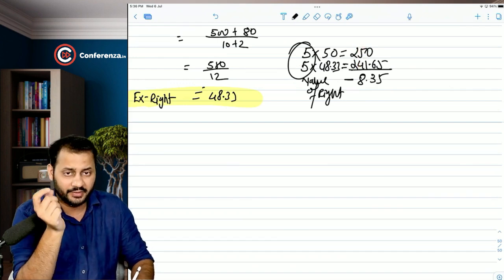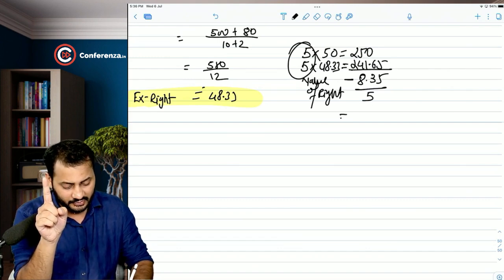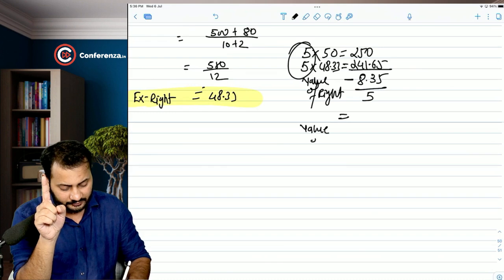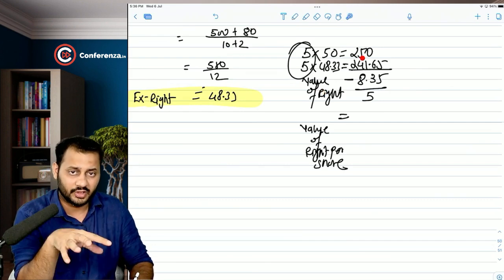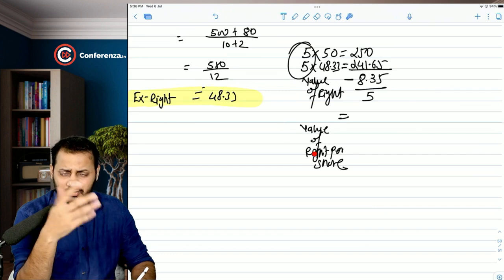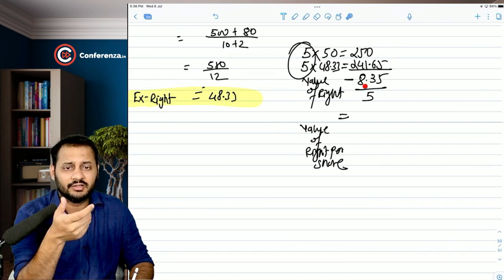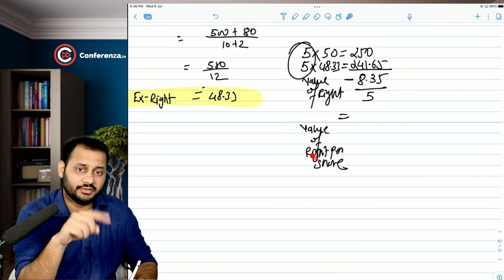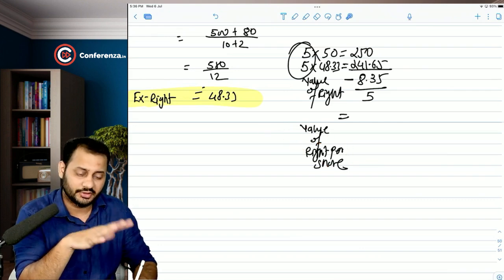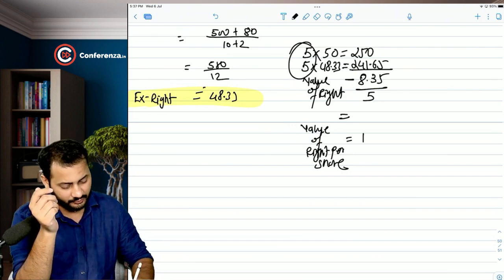So if I want to bring down the value of right to 1 share, I will just have to divide it by 5, so that I will get the value of right per share. Do you understand the difference between value of right in total and value of right per share? Because you have been calculating the difference between the total, you are getting the total value of the right, value of one right. And this is value of right per share. You can say anything. So it will be 8.35 divided by 5, 1.67.